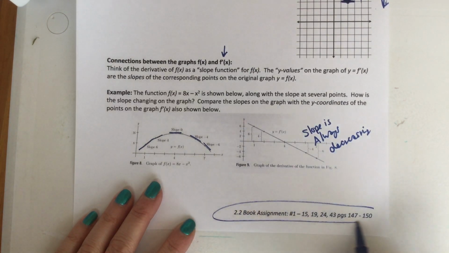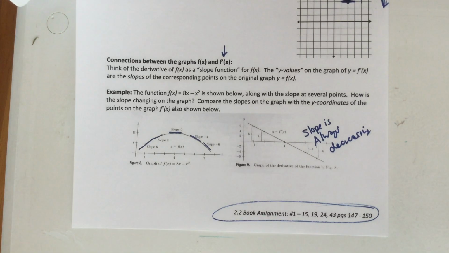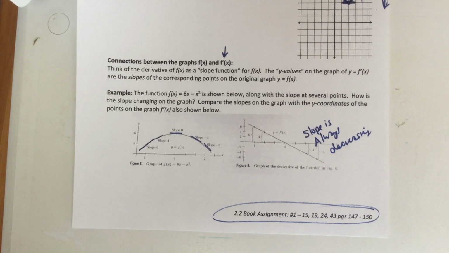So you're going to go ahead, if you're working towards the extra credit on your next test, the book questions that I feel would really help you with this are 1 through 15. Jump ahead, do 19, 24, and then 43. You can find them in your textbook on pages 147 to 150. Hope you guys had a great time today looking at 2.2, and I'll talk to you soon.